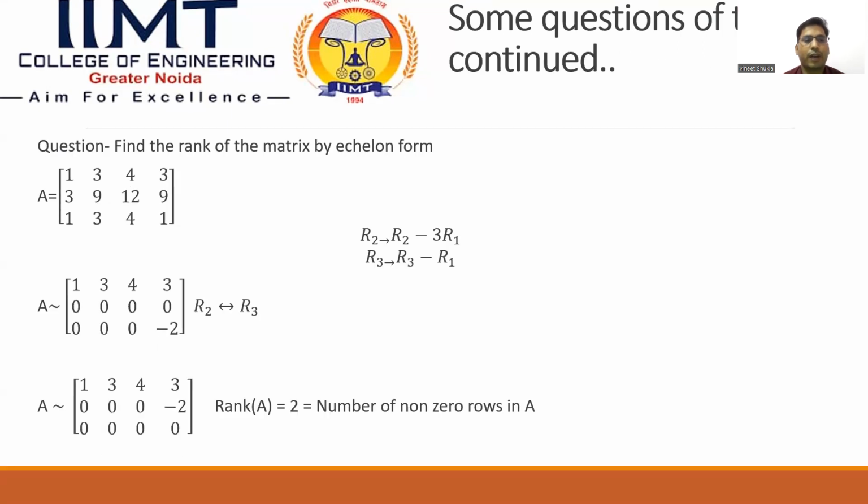Another question is to find the rank of a matrix by echelon form, that is, 1 3 4 3, 3 9 12 9 and 1 3 1 3 4 1.